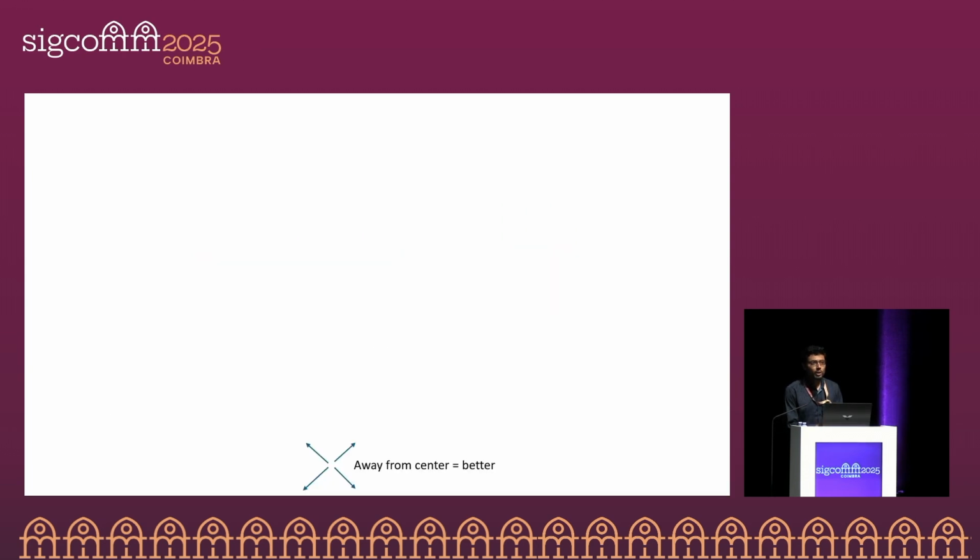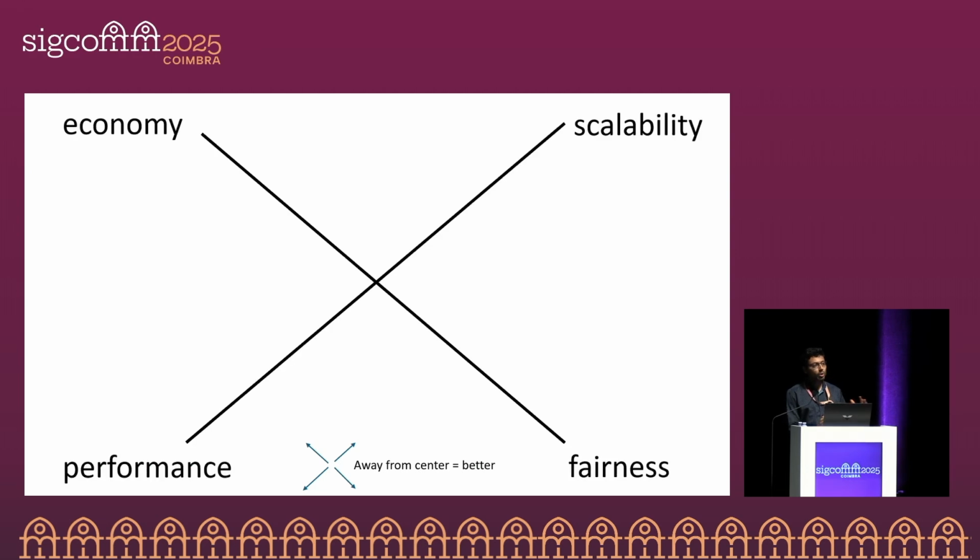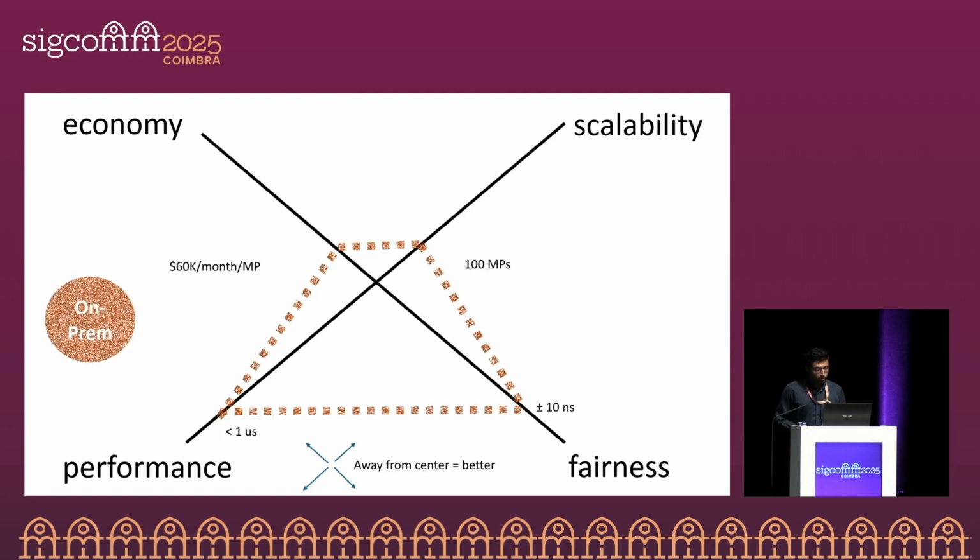So if you think about the existing solutions to enable financial exchanges, you can think about the kinds of properties we want from them, right? Like we want economy, meaning it should be relatively cheap to host exchanges and the participants. Scalability, meaning you can support a larger number of participants. Performance, meaning you can reach the exchange server as quickly as possible with low latency and match orders at a high throughput. Fairness, meaning that the different participants can reach the exchange at roughly the same time.